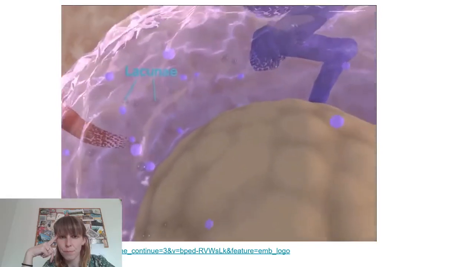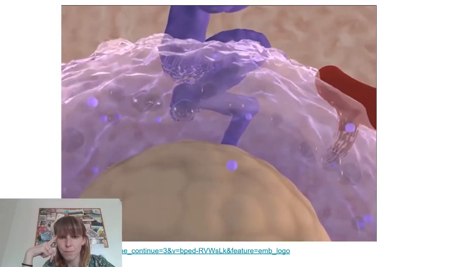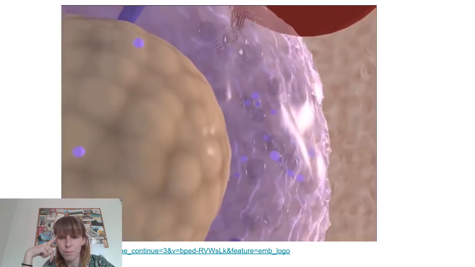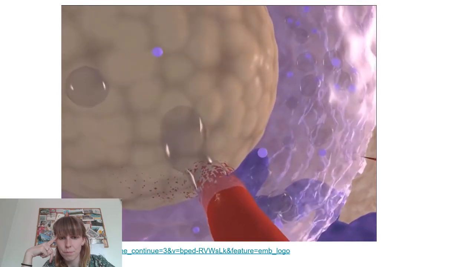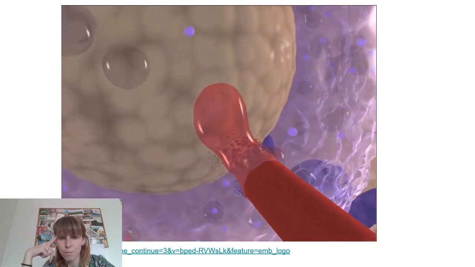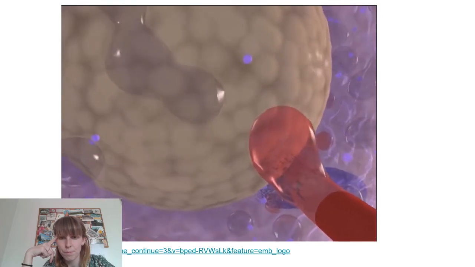Lacunae, or spaces, begin to form within the syncytiotrophoblast. As the syncytiotrophoblast erodes the endometrial blood vessels and glands, the lacunae become filled with maternal blood and glandular secretion.